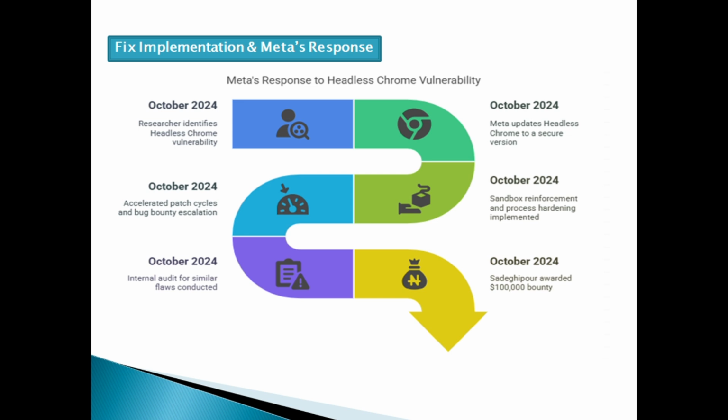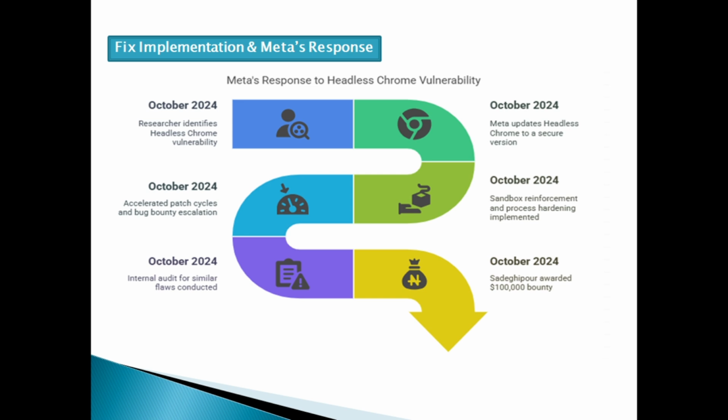Sandbox reinforcement: isolated the browser using containerization, e.g., Docker or kernel level restrictions, to block direct server access. Process hardening: revoked unnecessary permissions from ad rendering services. Operational changes: accelerated patch cycles, implemented stricter monitoring for third party component vulnerabilities.